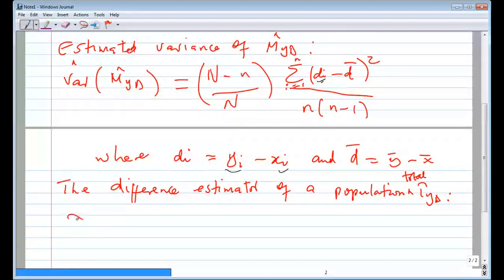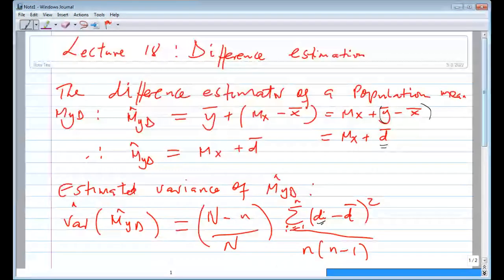So it's given by what? Tau yd estimate, because we're estimating it, which is equal to the population size multiplied by the estimated mean under difference estimation. Okay, that is the one. But you know that the estimated population mean under difference estimation is equal to what? If you go up there, it's equal to this one, isn't it? So you can substitute.